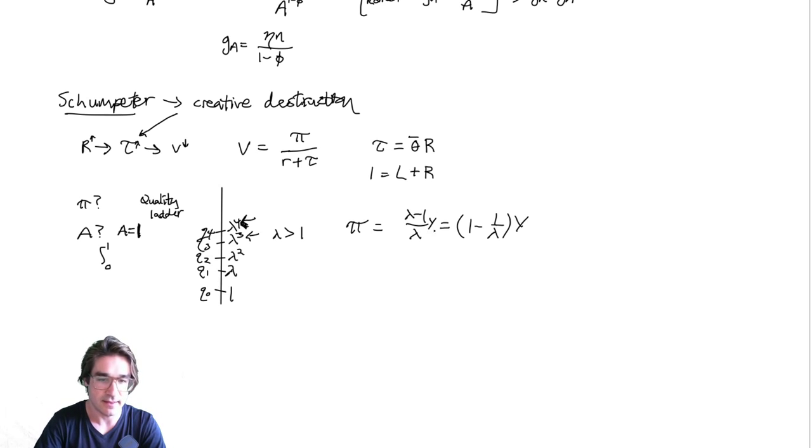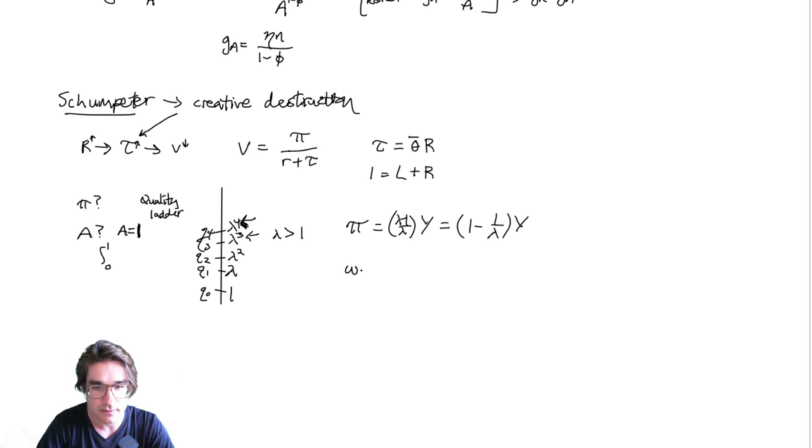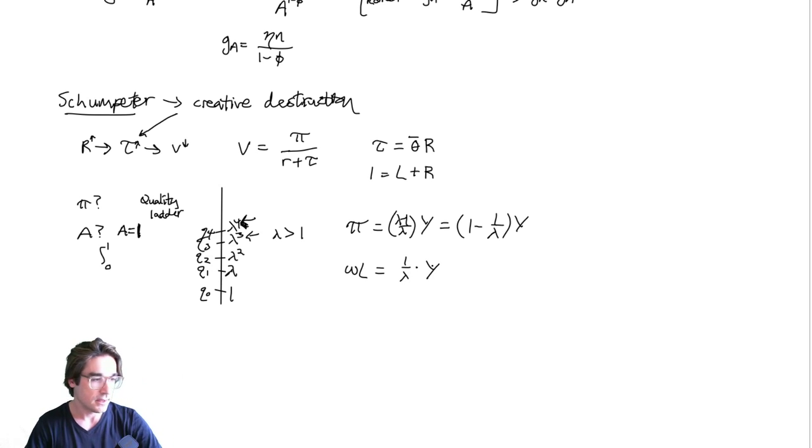So you can think about this as the share of output. The profits of the firm are some fraction of output, just like those income shares that we did before. That fraction is how big the steps they're taking are, and hence how good their competition is. And then you can show pretty easily that W L, the labor share, is whatever's left over, so it's 1 over lambda times y. That's going to be useful.